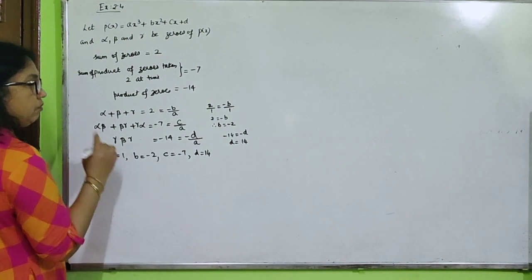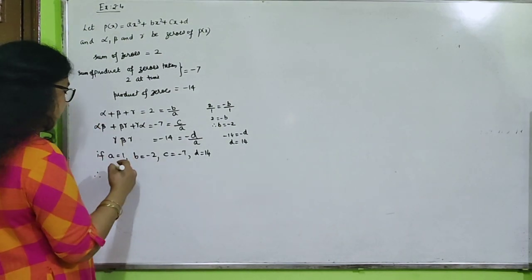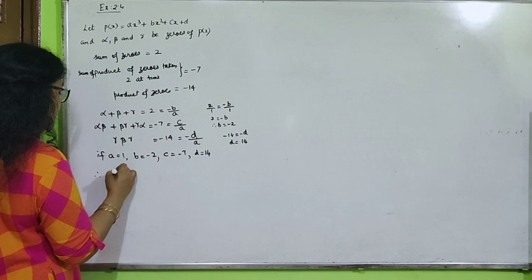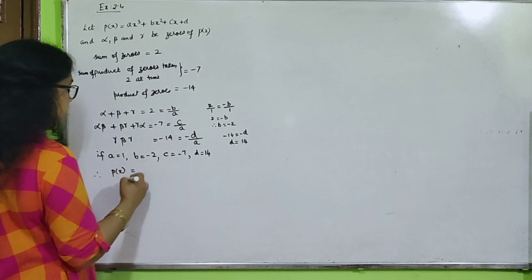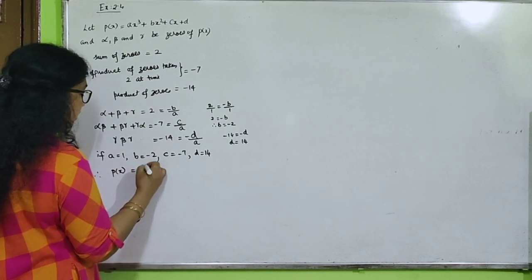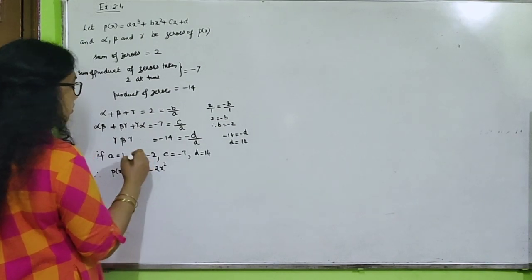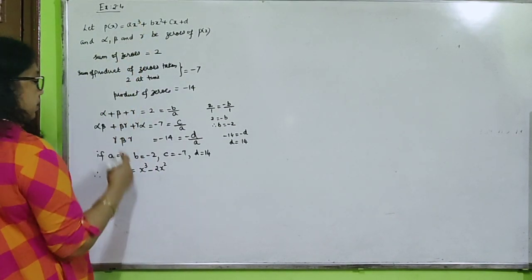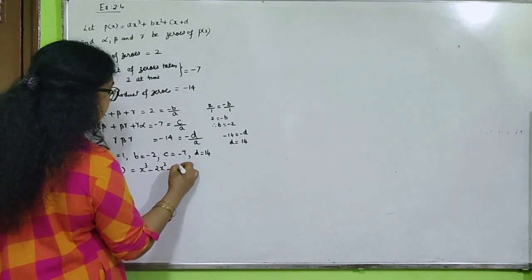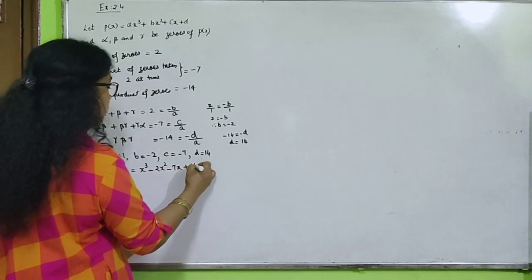Therefore, one of the cubic polynomials fitting this expression, p of x required, is 1x cubed, means x cubed minus 2x square, b is the coefficient of x square, minus 7x plus 14. So this is the answer.